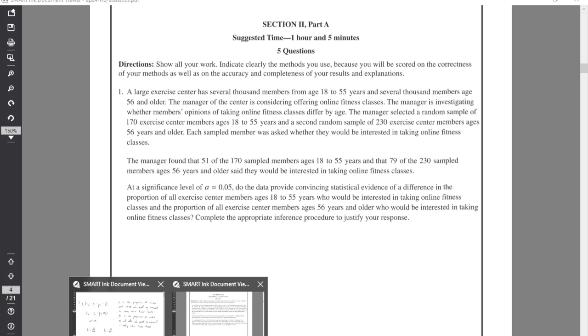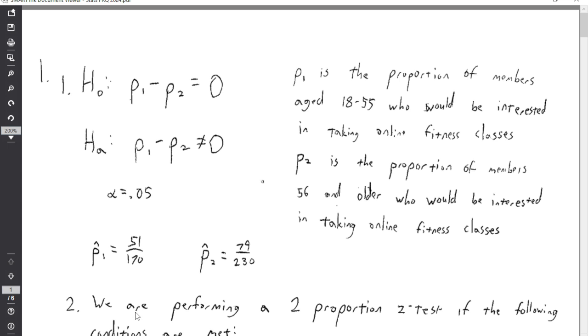So because of that, our null hypothesis is that the difference is 0, and our alternative is that the difference is not 0, or that null is P1 equals P2, and the alternative is that P1 is not P2. And then we make sure we define our parameters here, that P1 is the proportion 18 to 55, and then P2 is 56 or older. And you can do that either way.